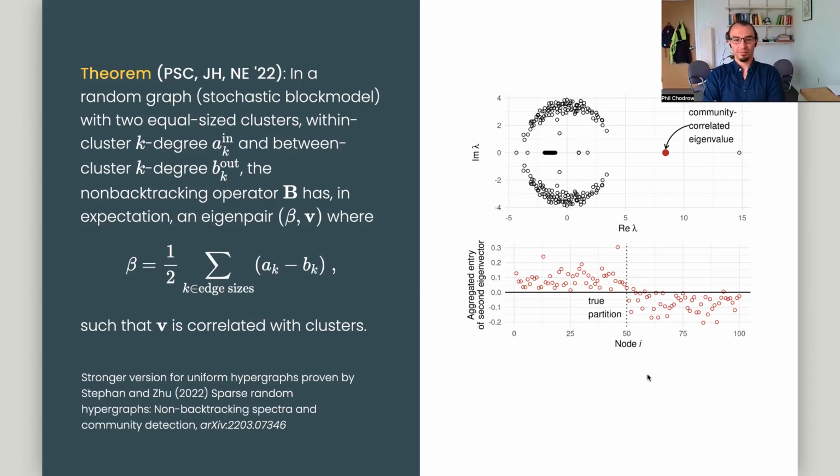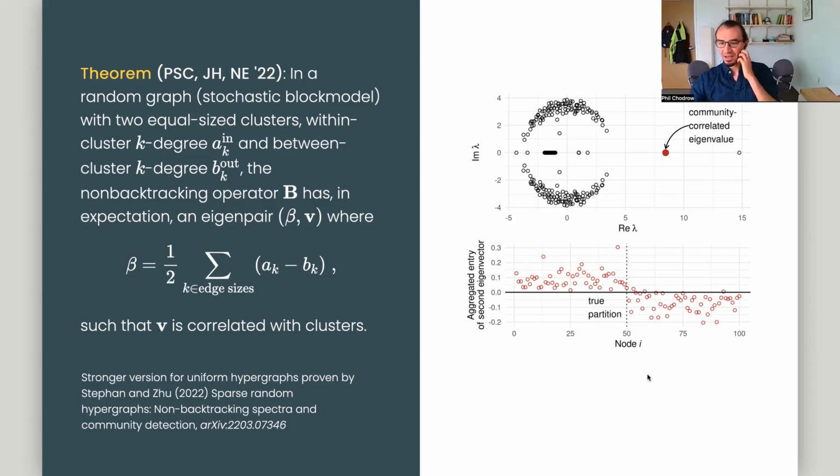If we control these parameters, then there's an in expectation eigenrelation that we can derive, where we actually know the expected value of the eigenvalue. I've called it beta here. It's 1/2 times the sum of the differences between the within cluster degrees and the between cluster degrees. And we know that the associated eigenvector is correlated with clusters.